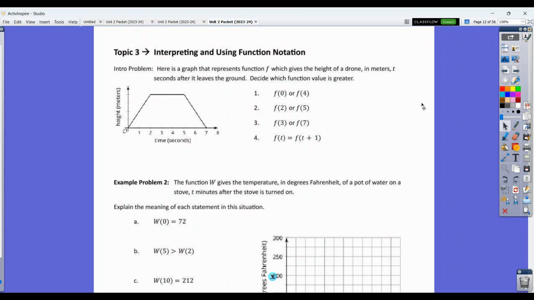Hi guys, we're going to go over page 12 on Unit 2. So we're going to be talking about interpreting and using function notation here. Okay, so our intro problem.